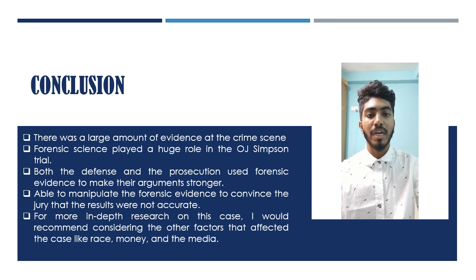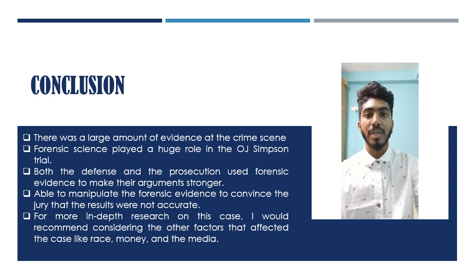Forensic science played a huge role in the O.J. Simpson trial. Since the murder happened at night when there was no one around, the only way to determine what happened was to use forensic evidence. Both the defense and the prosecution used forensic evidence to make their arguments stronger. The prosecution used forensic science to link multiple pieces of evidence to their claim that Simpson had murdered Nicole.